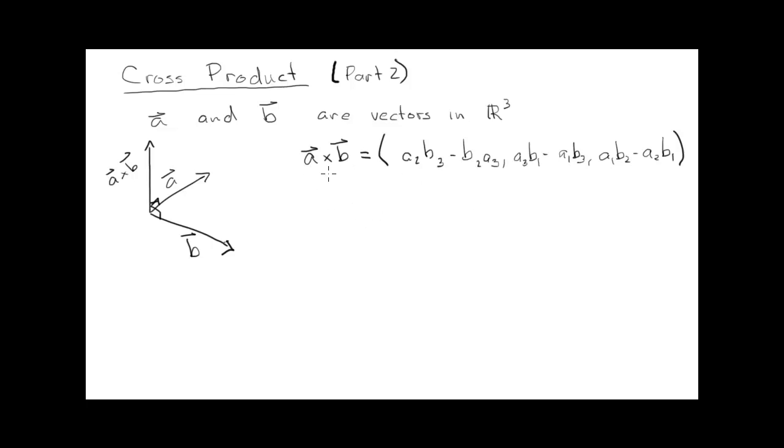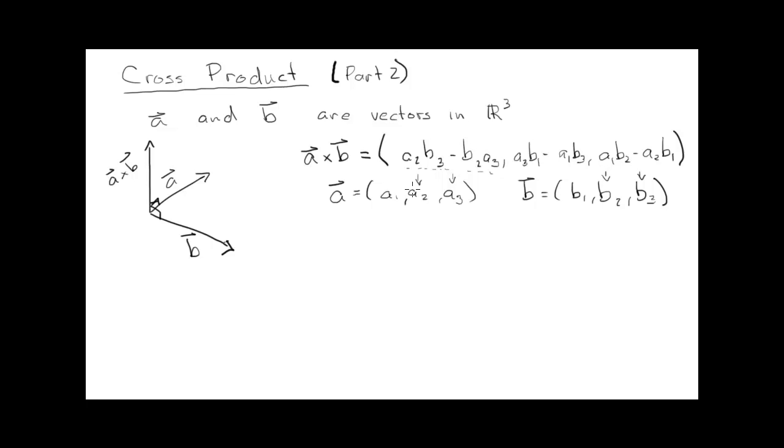First we have to list what A is. So A is A1, A2, A3, that's its x, y, and z components. And B is B1, B2, B3. First I'll show you what I do. I say, okay, the first component, that's our x component. Well, the x component comes from the y and the z. It comes from multiplying the y here with the z here, and then the y here with the z here.